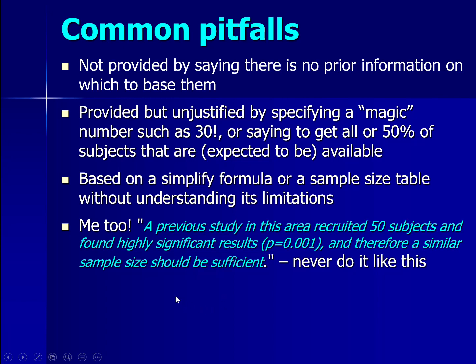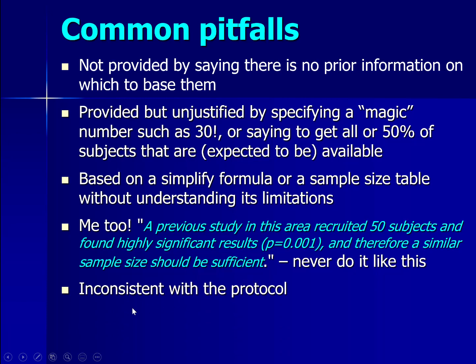Another common pitfall is the me-too approach, saying something like this: a previous study in this area recruited 50 subjects and found highly significant results, and therefore a similar sample size should be sufficient, meaning we have 50. Never do this. We cannot rely on what was done in that setting, and if so, you're going to end up with something not new. Why would we repeat something that has been done already?